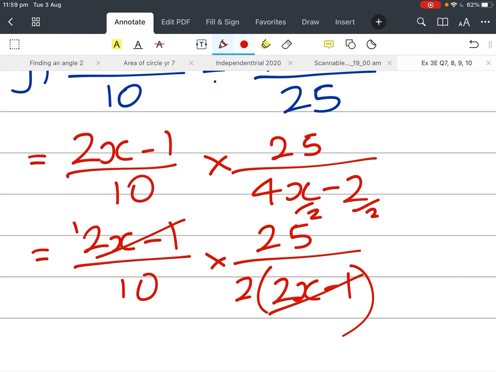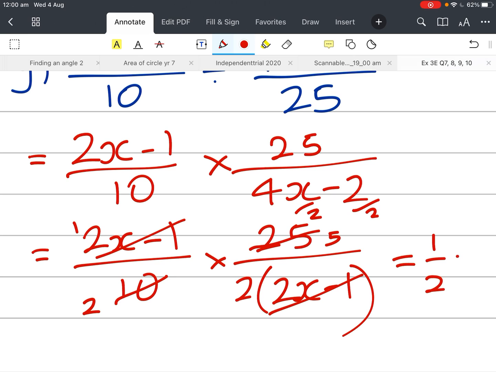Does 10 go into 25? No, it doesn't, but 5 goes into both, doesn't it? So 5 goes into 10 twice, and 5 goes into 25 5 times. I'm left with 1 over 2 times 5 over 2.